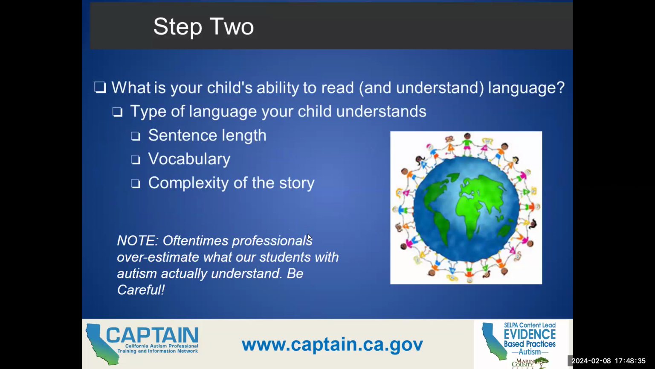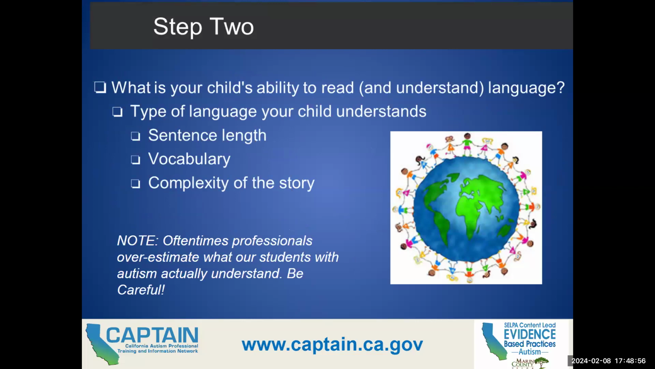So step 2, the next thing we're going to do is look at your child's ability to read and or understand language, right? So read visuals. Can they read sentences? What's their vocabulary level like? And what should the complexity of the story be?